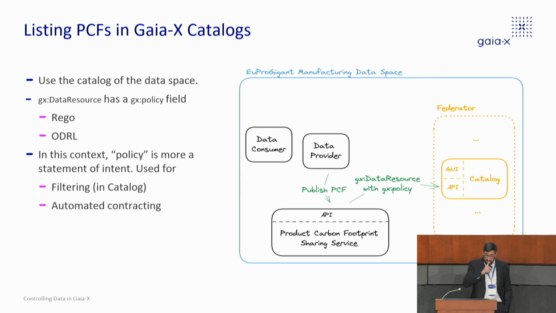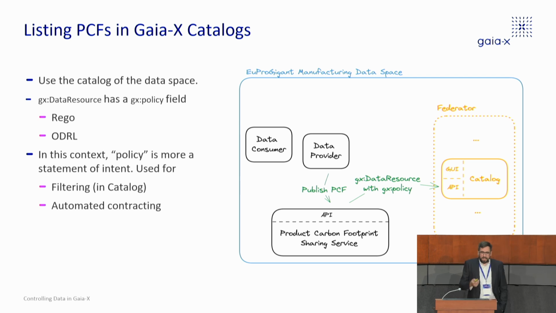So since we don't have any UI for this service, we want to rely on the catalog of the data spaces we use. And in order to do so, if a data provider publishes a PCF, we generate a Gaia-X data resource, and we want to fill out the field in it for the policy. And the spec mentions Rego and ODRL, and this is the place where I think Rego is not really usable for it, and ODRL is the thing to use.